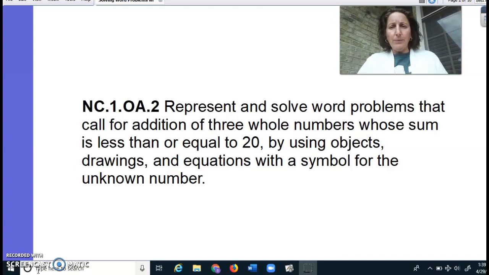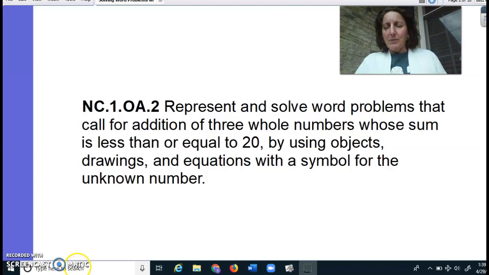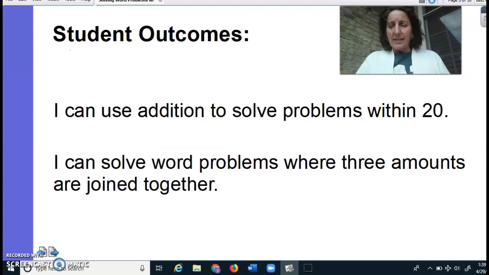Today we are going to be talking about how to solve word problems that call for addition of three whole numbers whose sum is equal to or less than 20 by using objects, drawings, and using an equation for the unknown in our number sentence. So today, at the end of my lesson, I want you to be able to use addition to solve problems within 20, and I would like for you to be able to solve word problems where three amounts are joined together.